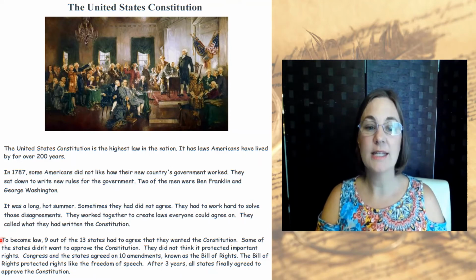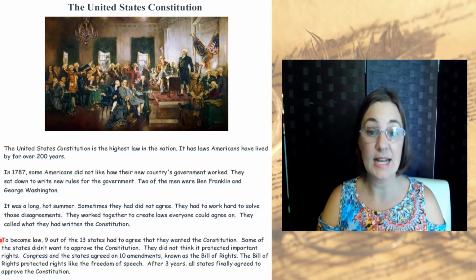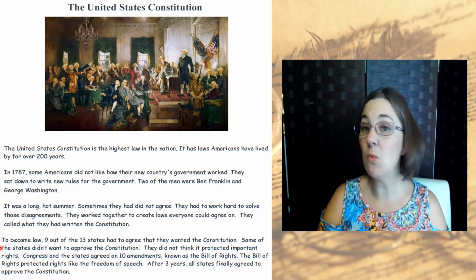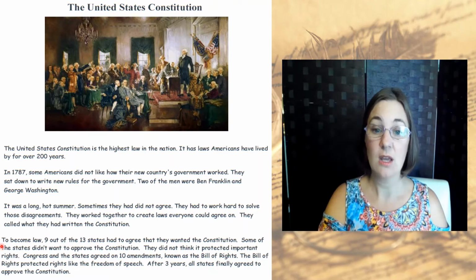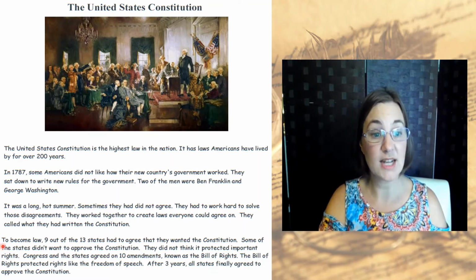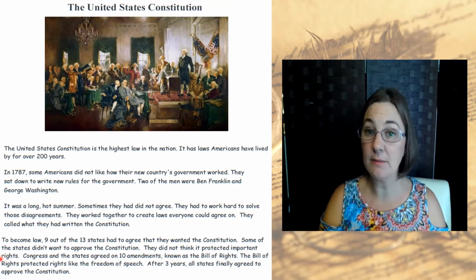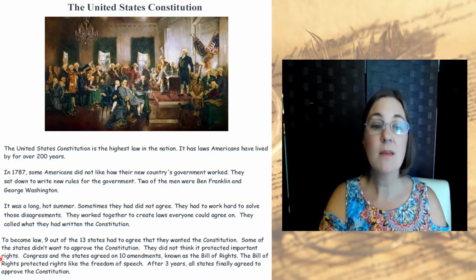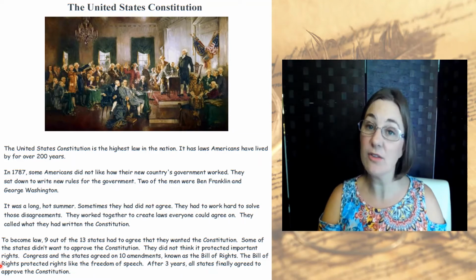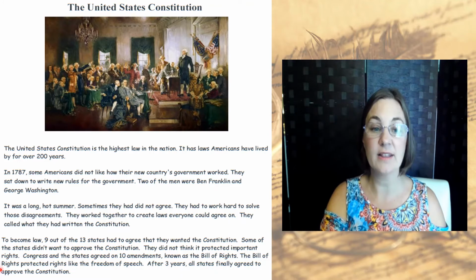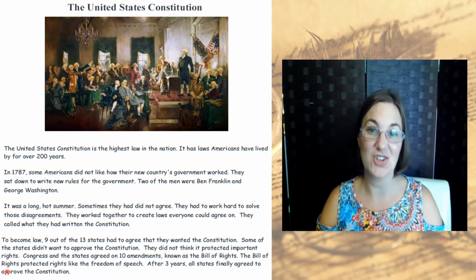To become a law, 9 out of the 13 states had to agree that they wanted the Constitution. Some of the states didn't want to approve the Constitution. They did not think it protected important rights. Congress and the states agreed on 10 amendments known as the Bill of Rights. The Bill of Rights protected rights like the freedom of speech. After 3 years, all states finally agreed to approve the Constitution.